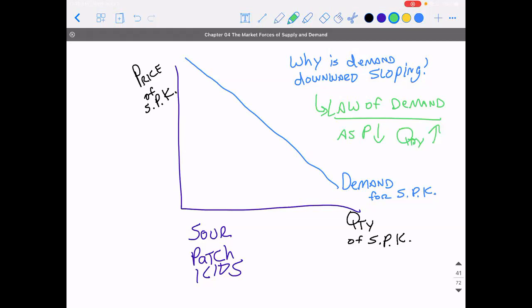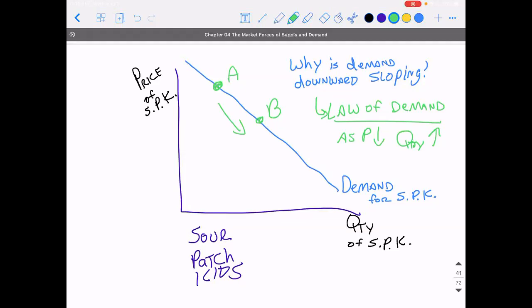Inverse relationship, a movement along the curve from like point A to point B. That movement along the curve is caused by the fact that as the price of Sour Patch Kids falls, people decide to buy more of it. Now, so this is our transition slide. This is what you should have learned, right? And there were factors that can shift these demand curves, but now we're going to transition to our discussion of supply.